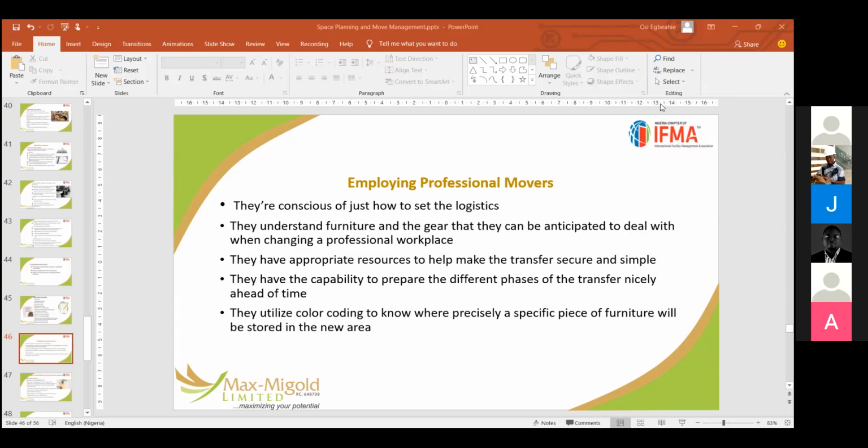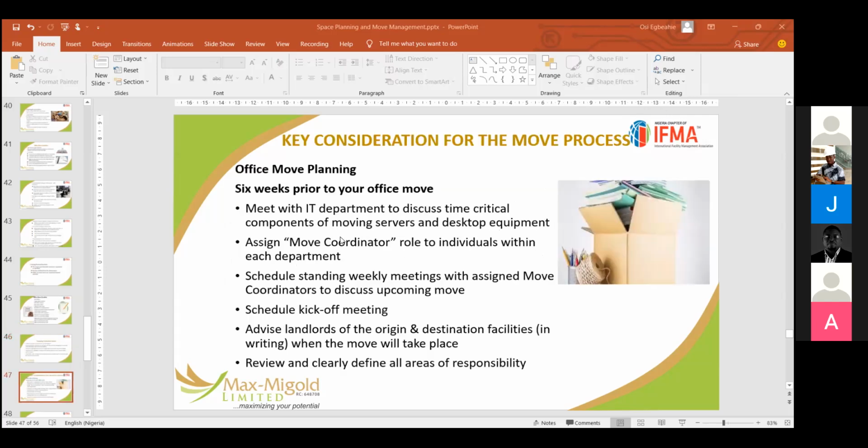Key considerations for the move process. There are considerations that have been given for the move process. You break it into different aspects. Effectively, we always say that 6 weeks prior to the move, you should start the work. These are some of the plans and things that you can do to help the move work very well.